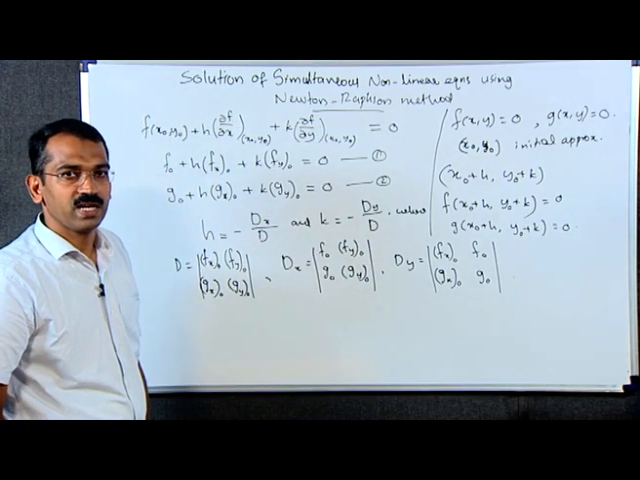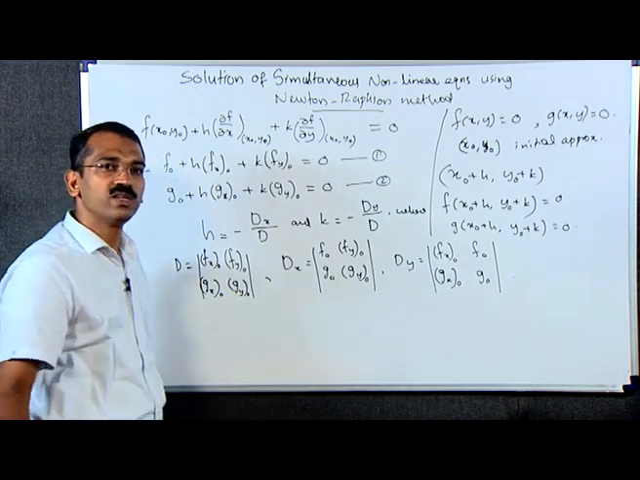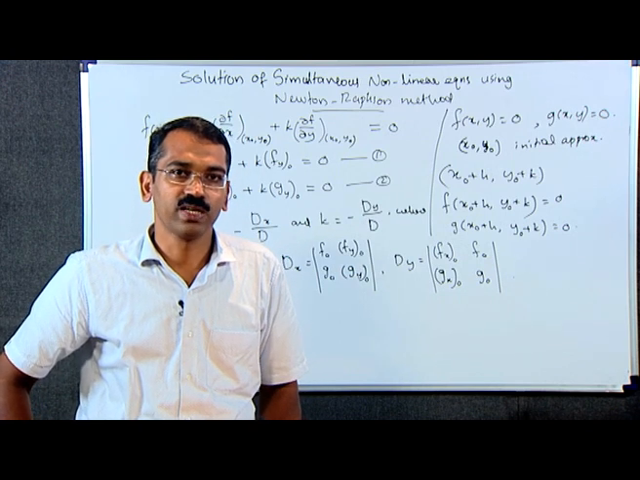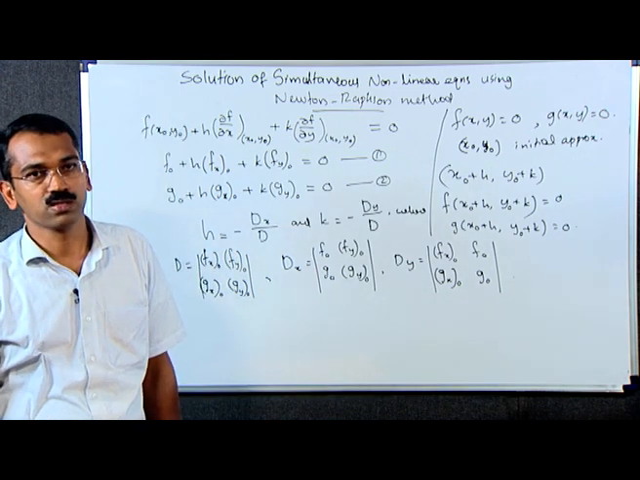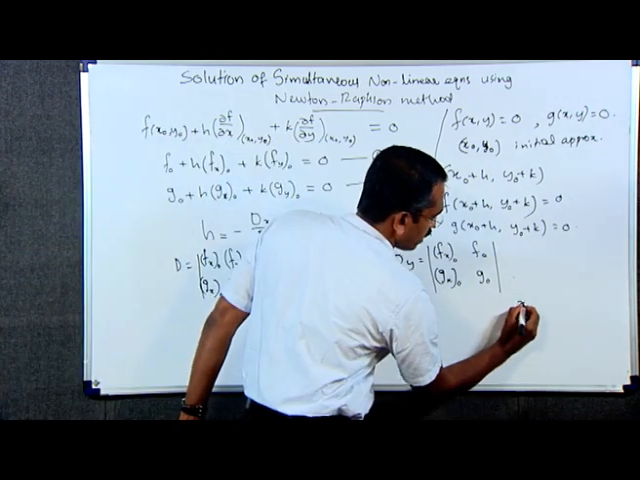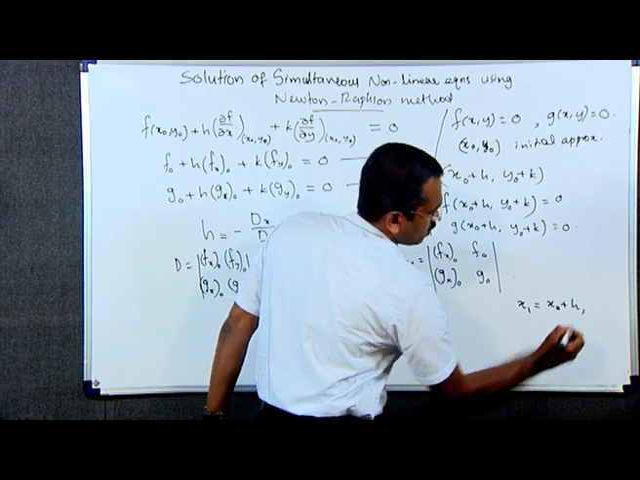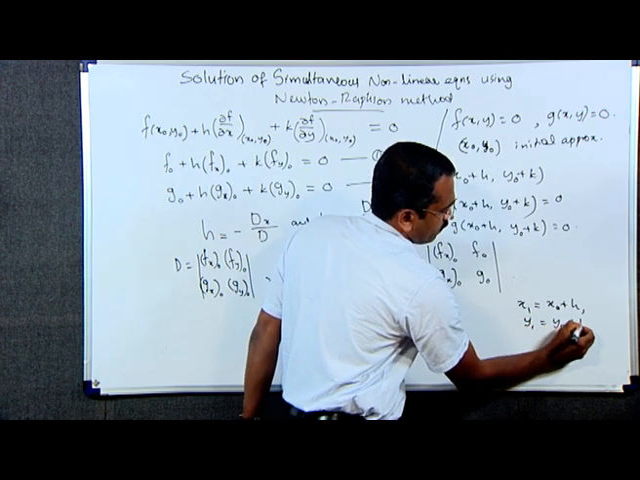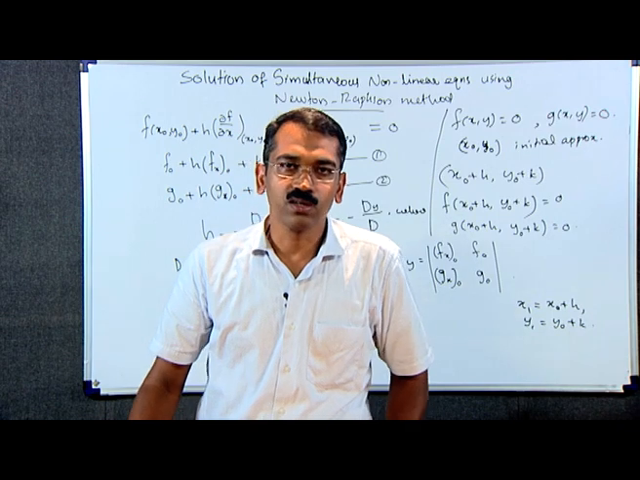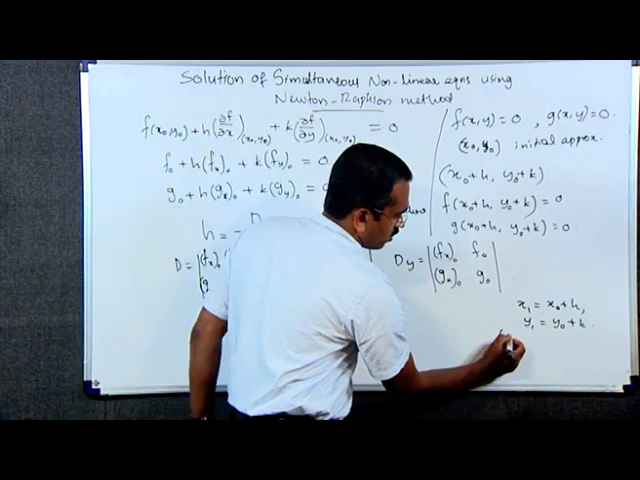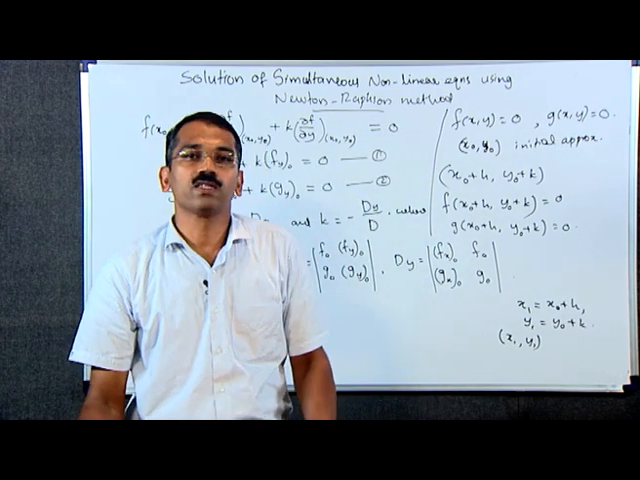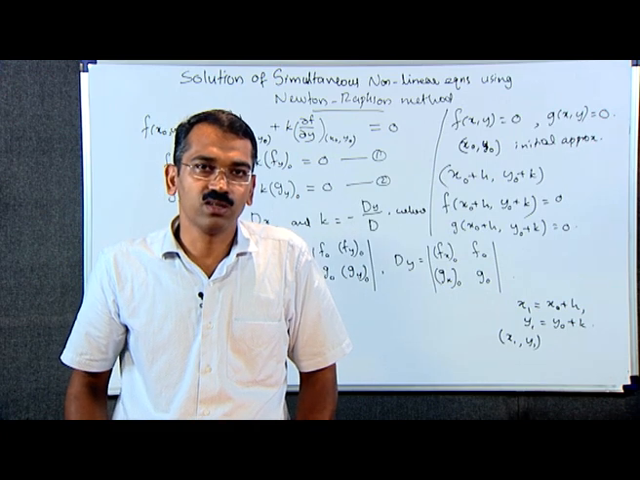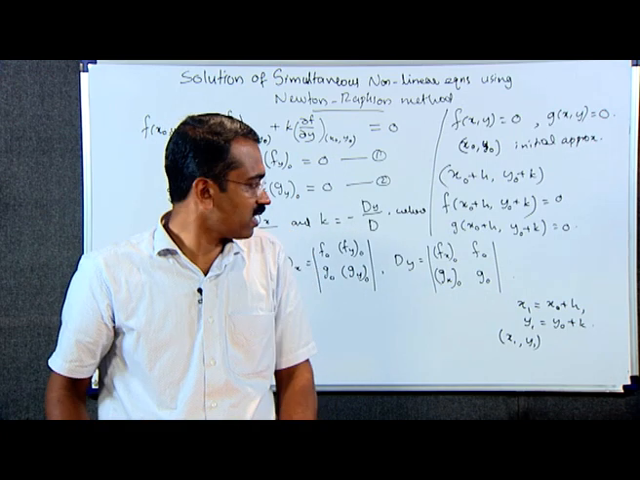The values of h and k obtained are only approximate values. Using these values of h and k, we get a better approximation for the solution as x1 equal to x0 plus h and y1 equal to y0 plus k. By assuming (x1, y1) as the initial approximation and repeating the same process, we can obtain the required solutions to the desired accuracy.